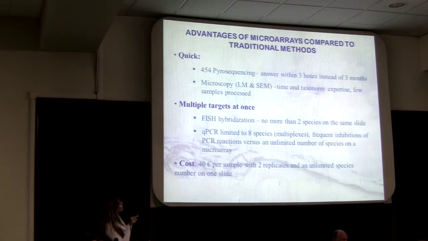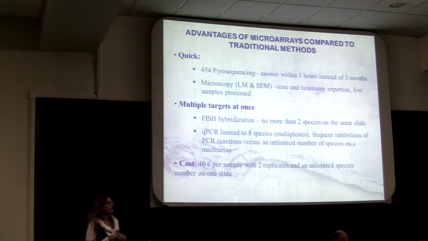The second approach, which is the classical approach for most microorganisms, like microalgae or cyanobacteria, is microscopic counting. So for this method, you need time. It's really time consuming because you have to check your sample visually and count each species present in it, so you need time, but you also need taxonomy expertise.